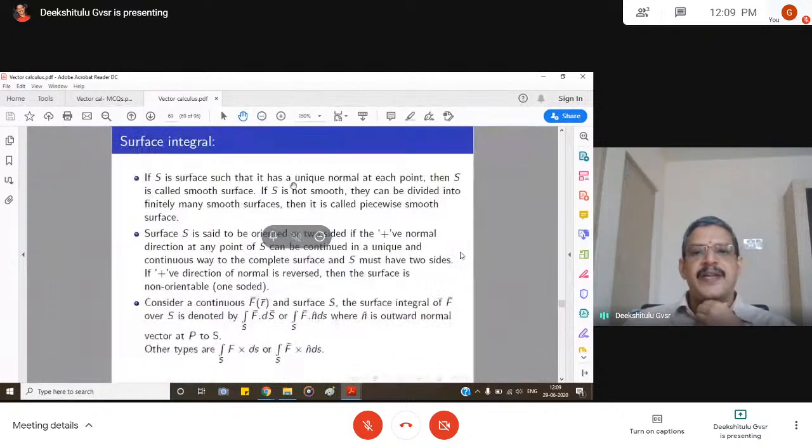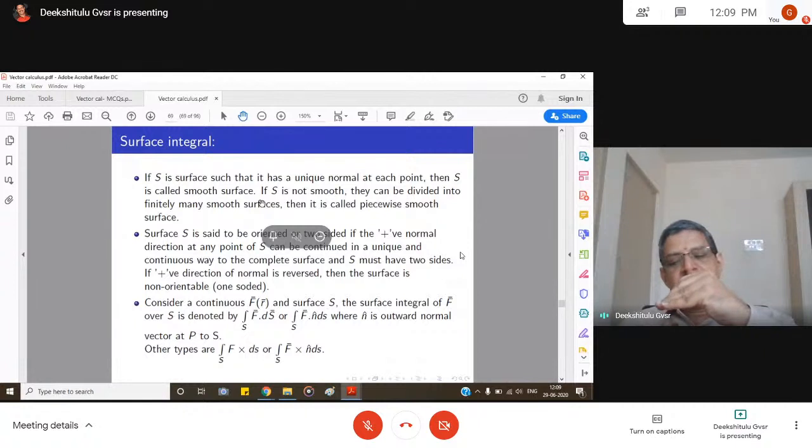A surface S such that it has a unique normal at each point is called a smooth surface. At each point, S must have only a unique normal like this. That is called a smooth surface. If S is not smooth, then it can be divided.